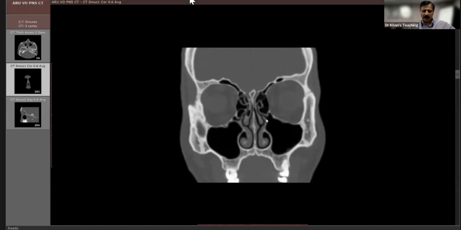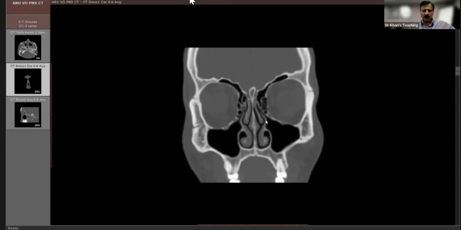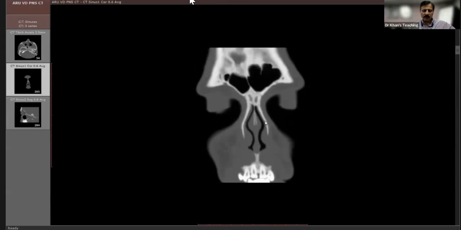This thing is the uncinate process. This is the uncinate process. This, of course, is the inferior meatus. So as I'm coming anteriorly once again.